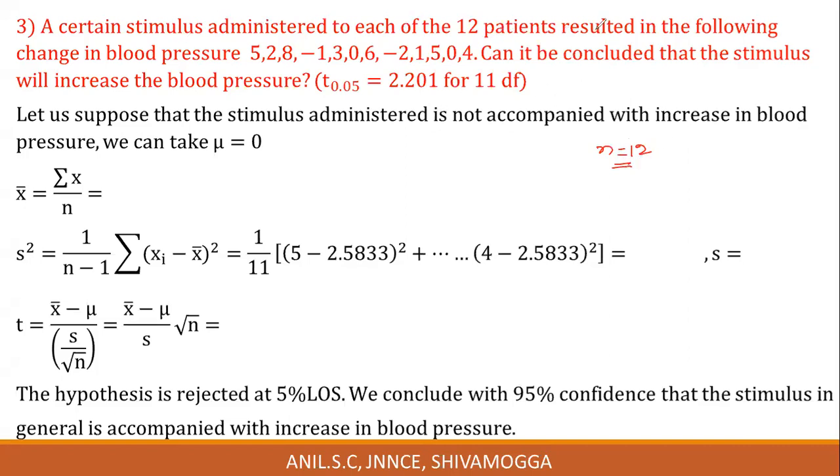Administered to each of the 12 patients resulted in the following change in blood pressure: 5, 2, 8, minus 1, 3, 0, 6, minus 2, 1, 5, 0, 4. Can it be concluded that the stimulus will increase the blood pressure? If you take this statement as null hypothesis, we do not have the mean change in blood pressure. Therefore, let's change it. Let us suppose that the stimulus administered is not accompanied with the increase in blood pressure. Therefore, mean change in the blood pressure of the universe is taken as 0. Mu is equal to 0.